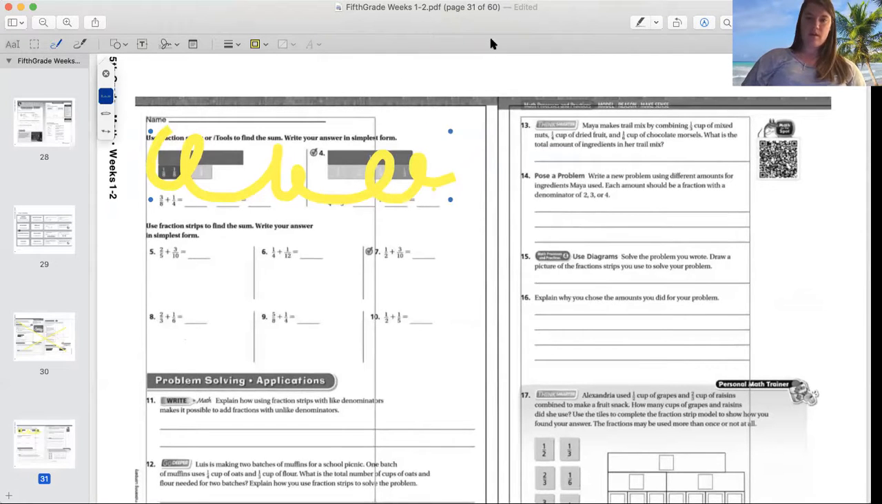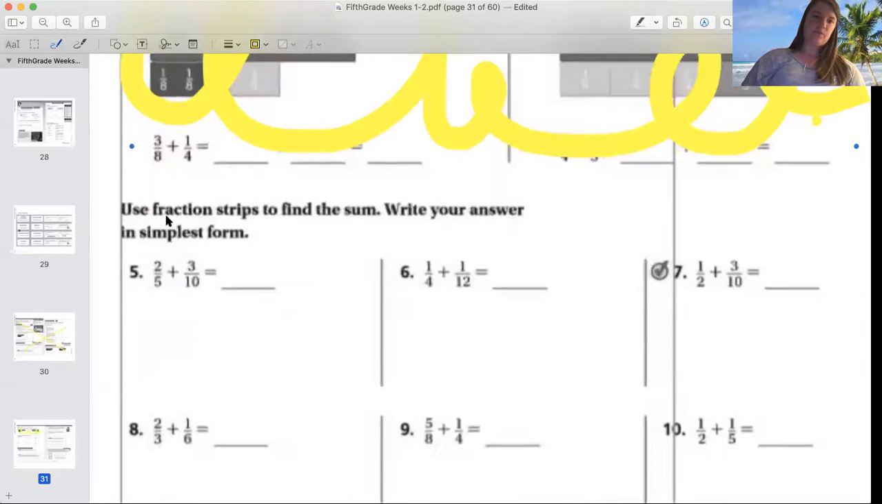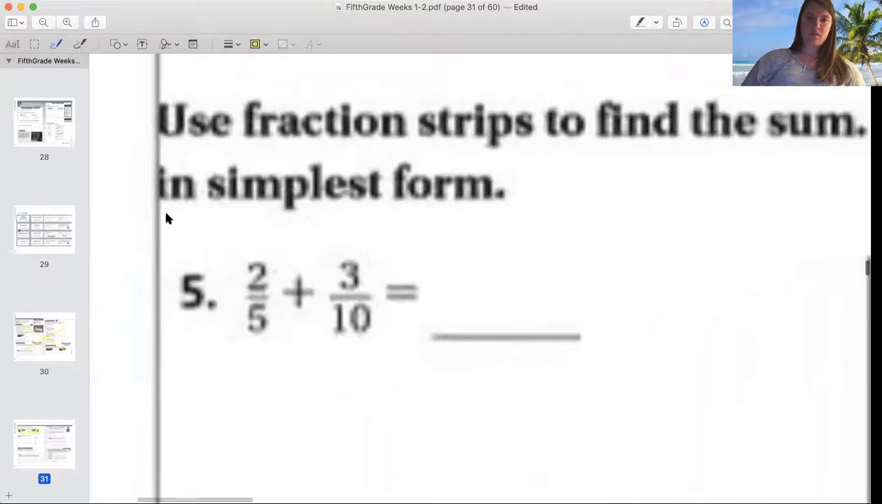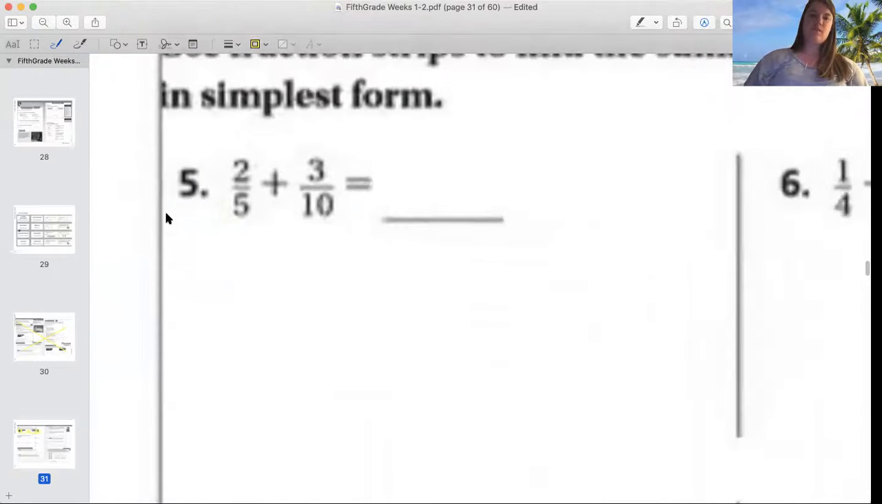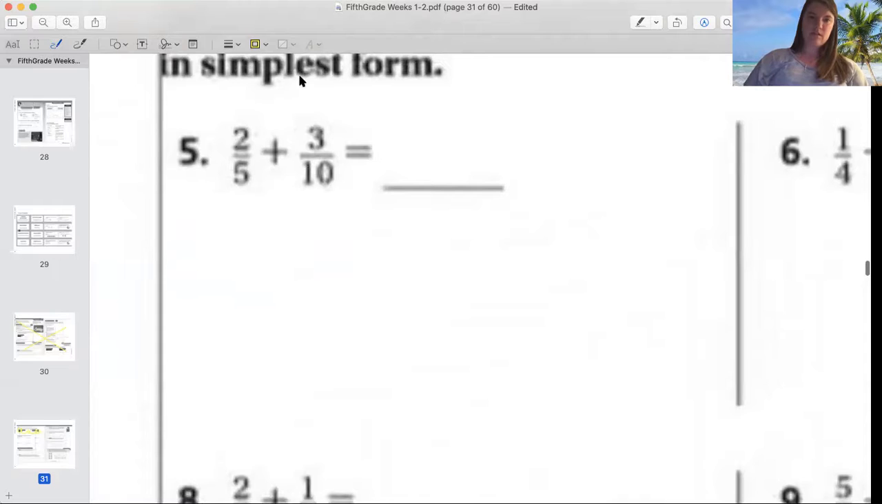Okay. And then I am going to do, if of course I can figure out how, there we go. We're going to do some of these problems together. So let me zoom in. All right. So the first problem is 2/5 plus 3/10.